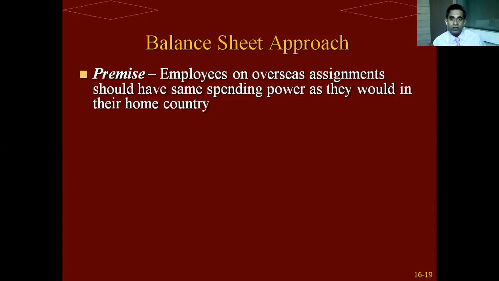Say an Indian software company sends its Indian employee to work in America. On what basis do they determine his compensation? Employees on overseas assignment should have the same spending power as they would in their home country. For example, some travel allowance is given to employees in India to reach from home to workplace. Let us say this software engineer uses a cab, Ola or Uber. Depending on the distance, say 20 kilometers, he may end up paying some 300 or 400 rupees.